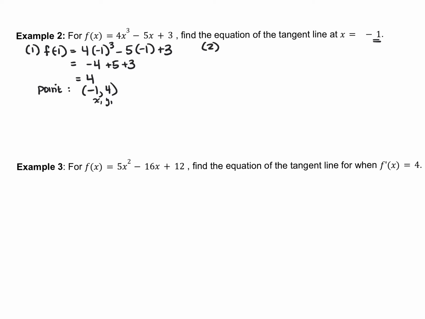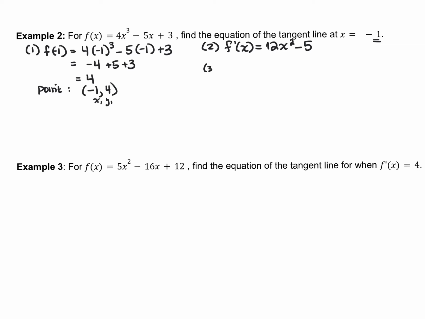Step 2 is find the derivative. Okay, so I'm going to find the derivative for my function. Using the power rule, I take that 3, multiply it by 4. That gives me 12. And then I reduce the power on x cubed by 1, so I get x squared. And I continue that practice. Now, the next term I see is just my linear term. So I know my slope is just going to be negative 5, and then I'm done.